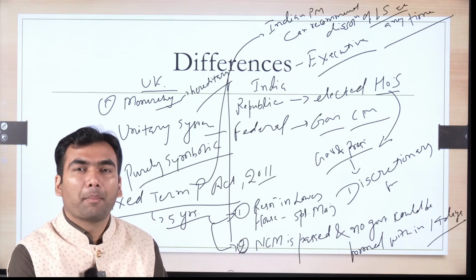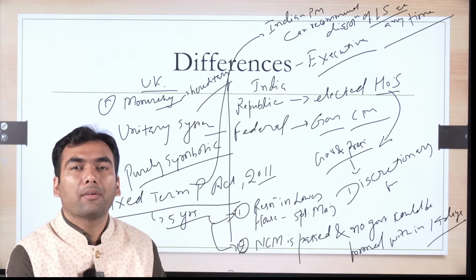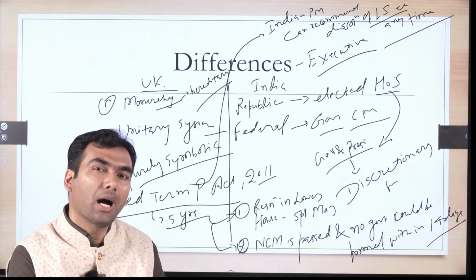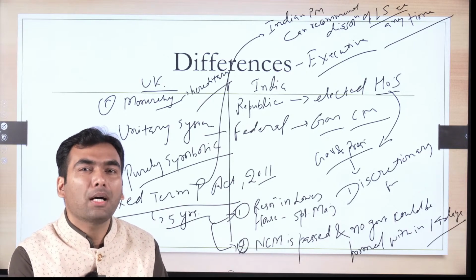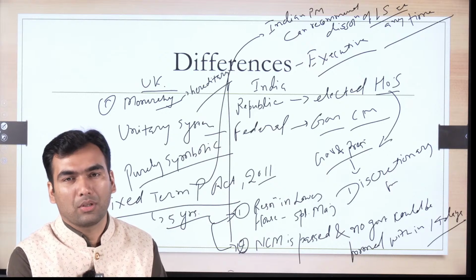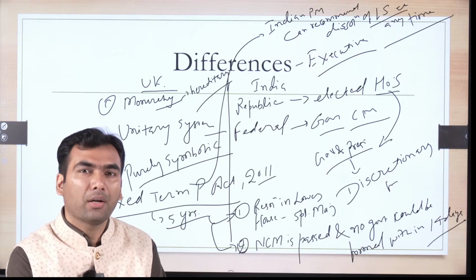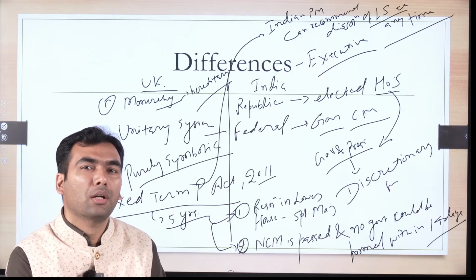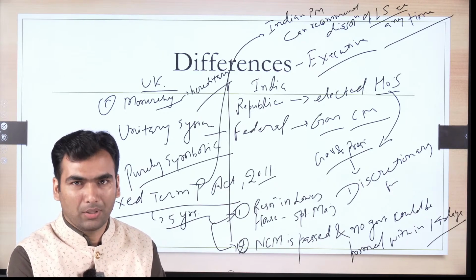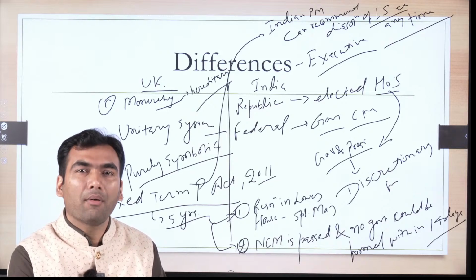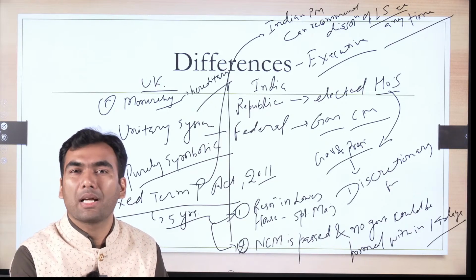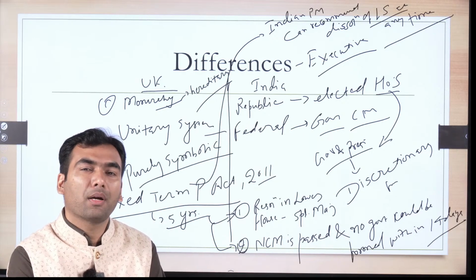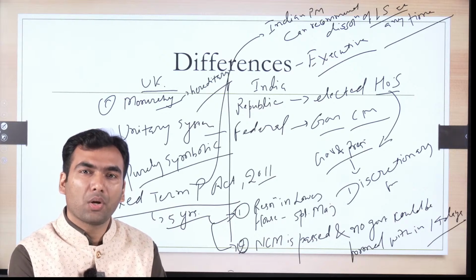Whereas in England, the Prime Minister can no more recommend dissolution of the House. It is only the House itself which can pass the resolution for dissolution of the House, or if the House passes a no confidence motion in the government and no new government could be formed within 14 days. So that power of parliament to dissolve the House has been taken away in the United Kingdom, whereas our Prime Minister still enjoys that power.